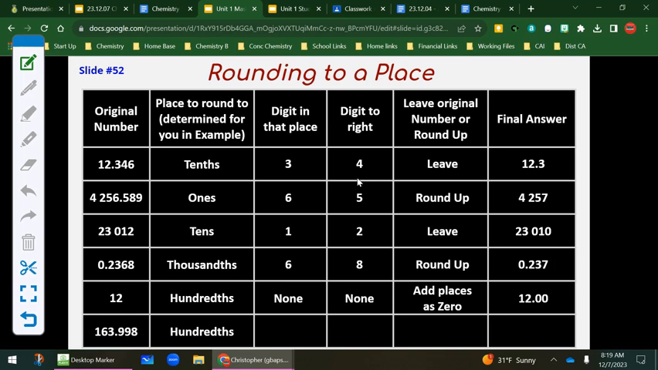Don't lose sig figs when you do your math. If your number is supposed to be to the hundredths place, there is a reason for that, because our measurements were to that place. Okay? Don't lose them. All right.